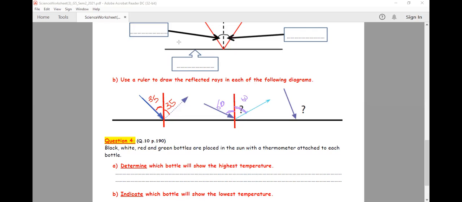The third one, what's the first thing to do? To draw the line. First I have to draw the normal. Bravo, Yara. Then measure the angle. The angle is equal to 20. What do I do? Draw the reflected ray. I draw an angle of 20 degrees, then I connect the point. That's how to draw the reflected ray.